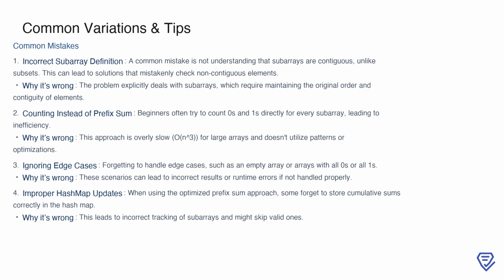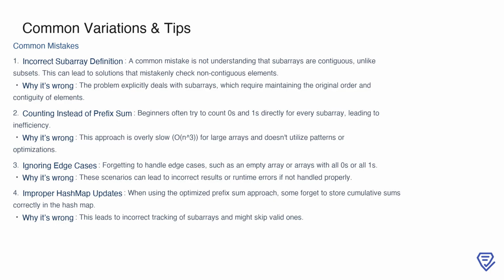Another mistake is trying to count the zeros and ones directly for every possible subarray. While this approach might seem intuitive, it's highly inefficient, with a time complexity of n cubed for larger arrays, and it completely disregards optimization techniques like prefix sums. Additionally, many forget to account for edge cases, such as arrays that are empty, contain only zeros, or only ones. Ignoring these can result in incorrect outputs or even runtime errors.